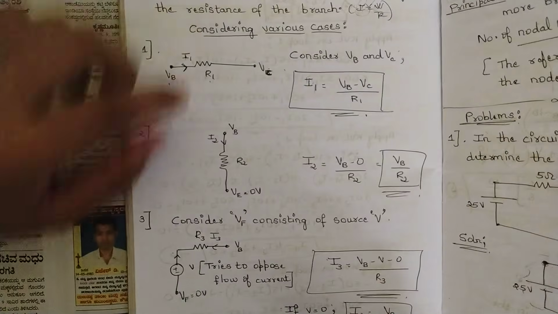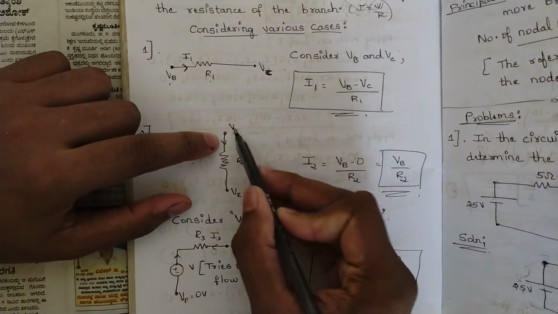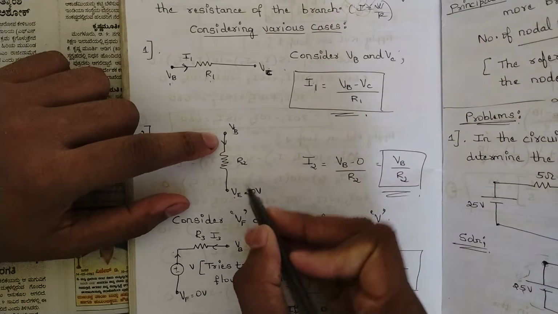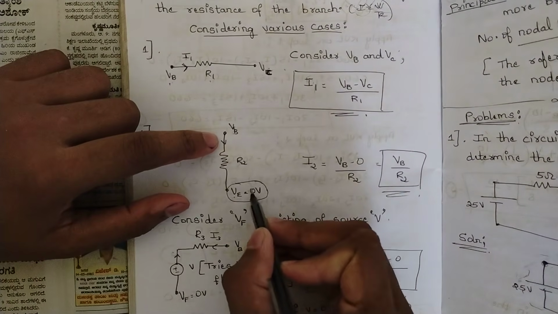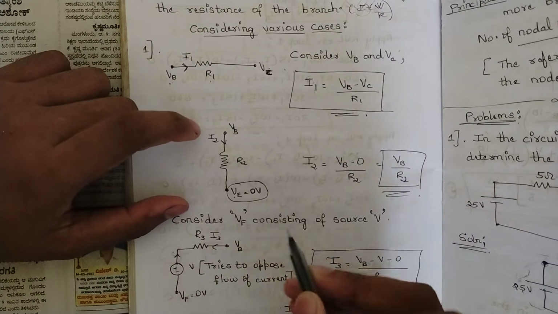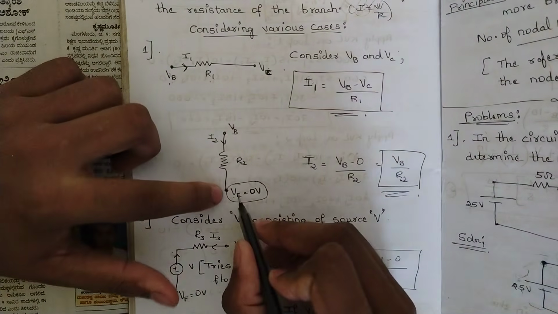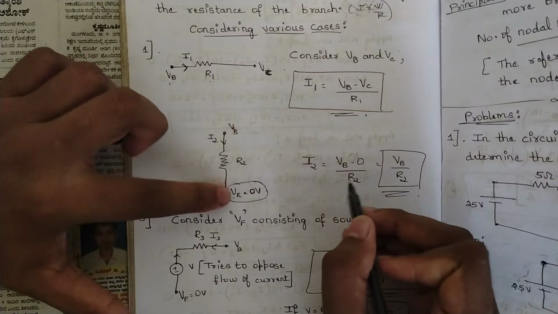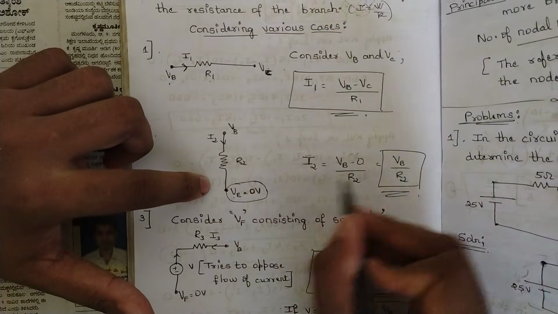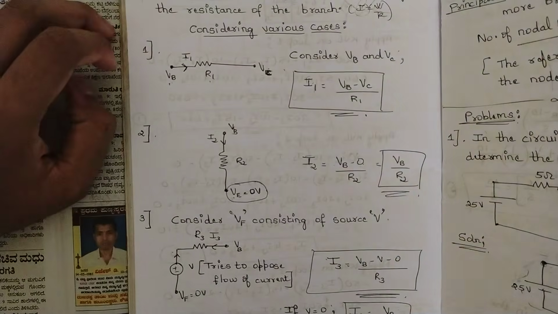Similarly, for the second, here we have I2 current, with VB and VE, but the value of VE is given as 0 volts, so this is a ground voltage. That's why I2 is equal to VB by R2. Since the value of VE is 0, VB minus VE by R2 gives us VB by R2.